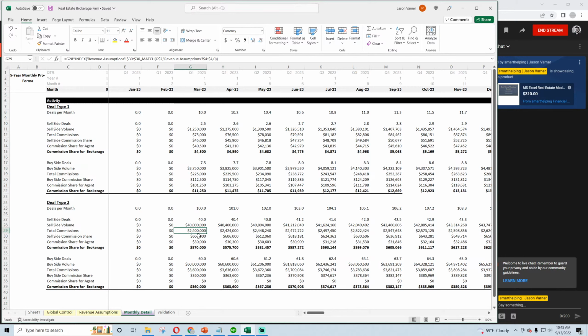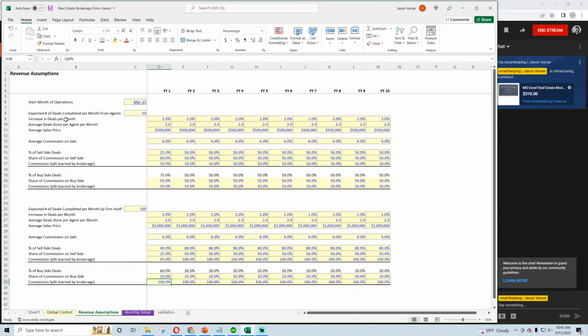So there we go. So total commissions for the brokerage, you'd add up sell side commissions, buy side commissions here, and also sell side commissions, buy side commissions here for the brokerage. We'd have total, and we need to put. Did I put an input in? Oh yeah, average deals done per agent per month. Now technically this could be 0 if it's for a case where this is the firm activity, like the owners and partners activities. So we got to think about that logic.